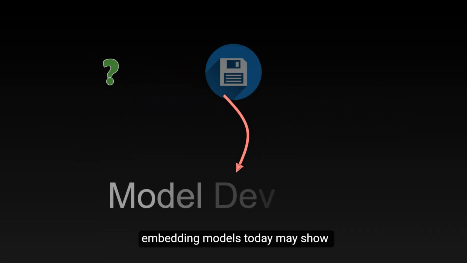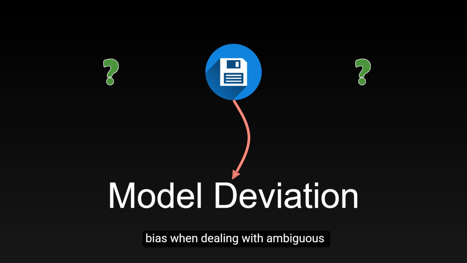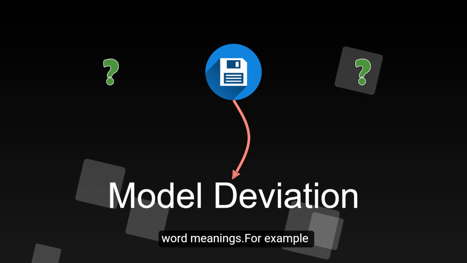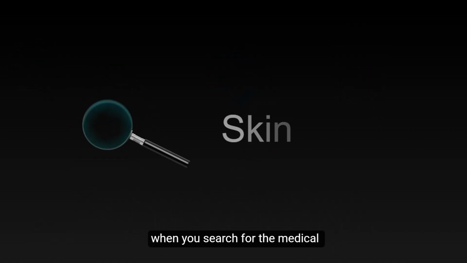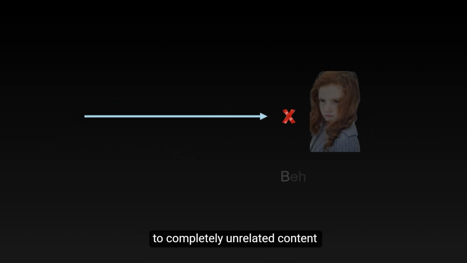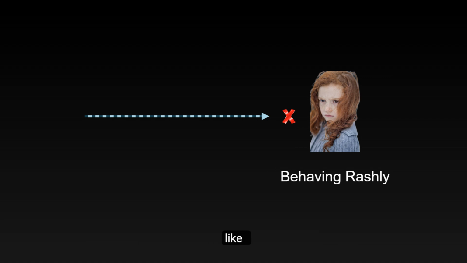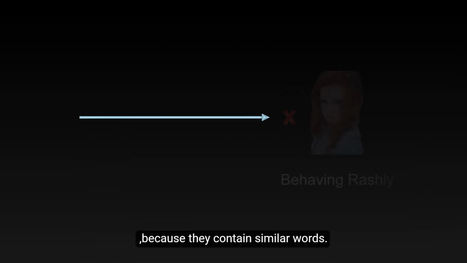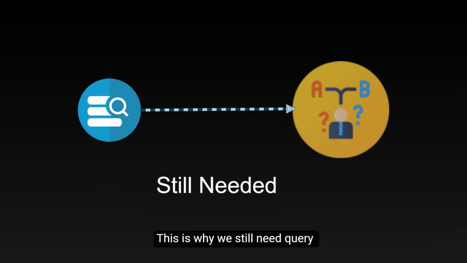Even the most advanced embedding models today may show bias when dealing with ambiguous word meanings. For example, when you search for the medical term skin rash, the model might incorrectly match to completely unrelated content like behaving rashly, because they contain similar words. This is why we still need query expansion techniques.